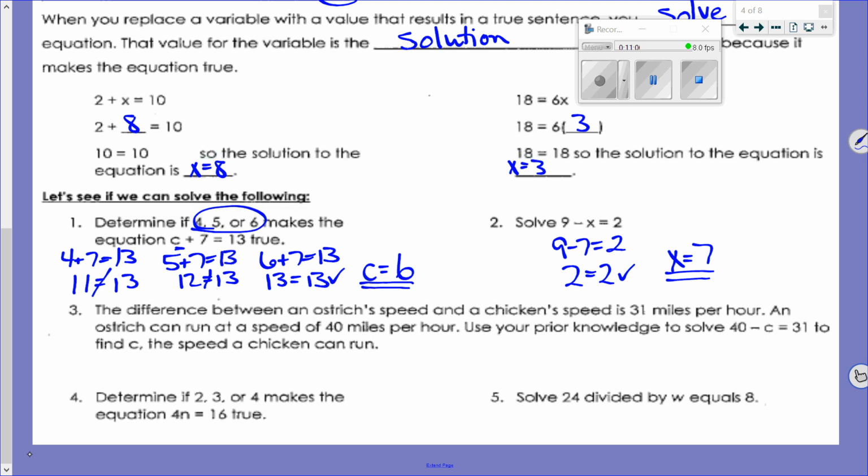So our next one is where we're going to start getting into this translation. Just as we translated expressions from English to math, we're now doing equations from English to math. Just as in expressions, we followed the order that it was written in English. In equations, we follow the order that it is written in English. And we translate it to math. Okay? So the difference between this ostrich's speed and a chicken's speed is 31 miles per hour.